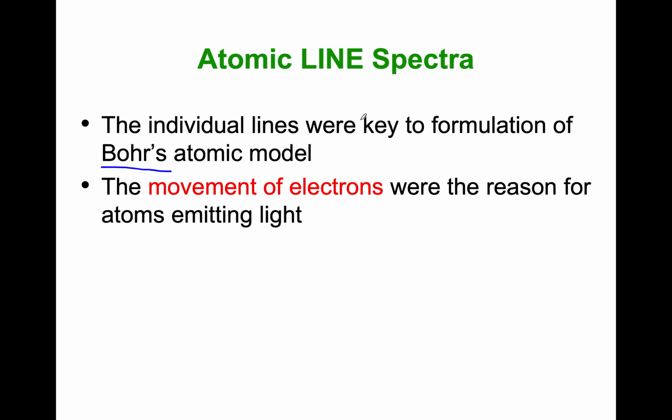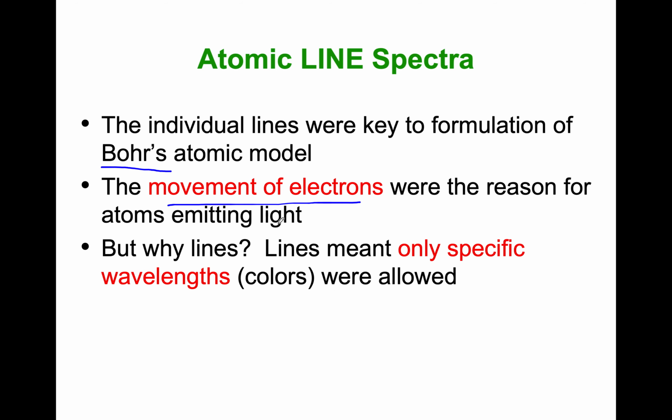So it was really interesting how he could apply this to that known atomic line spectra. As I showed, it's the movement of electrons that emit light, but why lines? Okay, so I showed you there are specific energy levels, so that's why there are specific lines that can come out.